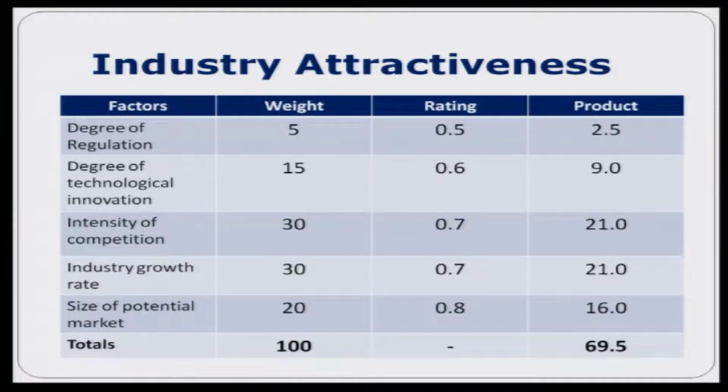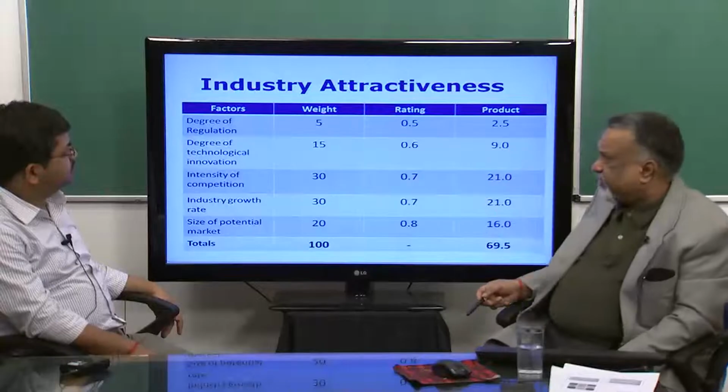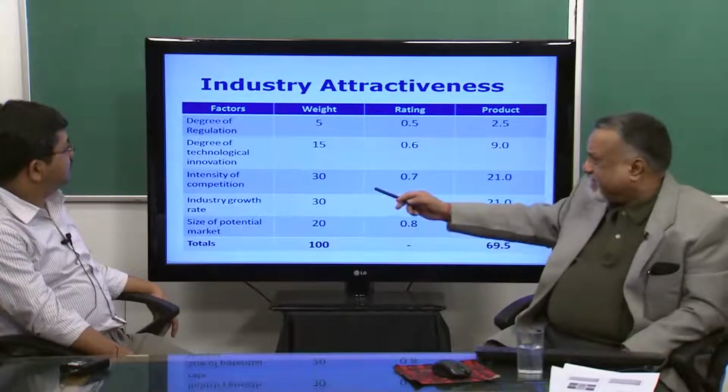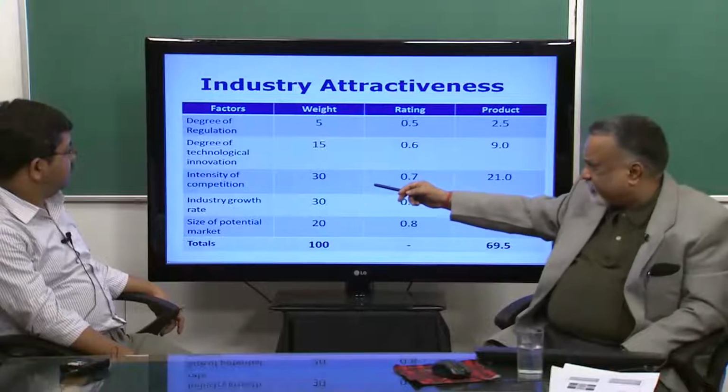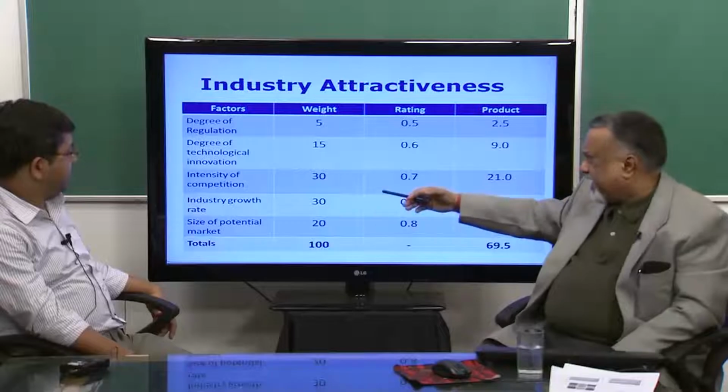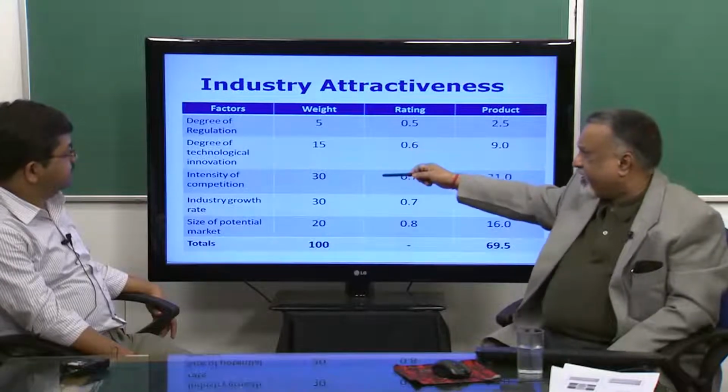This is one of the ways we can study industry attractiveness. So, here we put all the factors: degree of regulation, degree of technological innovation, intensity of competition, industry growth rate, size of potential market, and then we can give relative weightage.